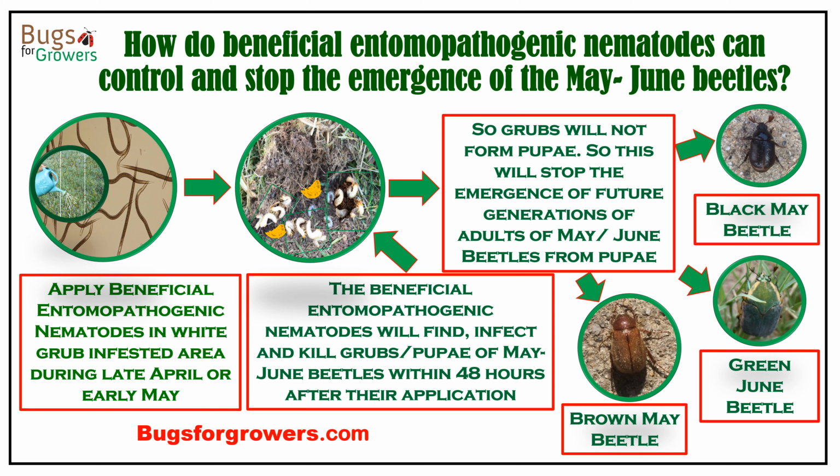animals and the environment. Beneficial nematodes are generally applied to turf grass early in the spring to target both grubs and pupae of May and June beetles. Applied nematodes will then move in the soil where they will find and infect grubs and pupae. After infection, nematodes will release symbiotic bacteria in the blood of the grubs and pupae and kill them within 48 hours. Because most of the grubs and pupae are killed by the beneficial nematodes, the emergence of the future generation of beetles from the pupae will be stopped.